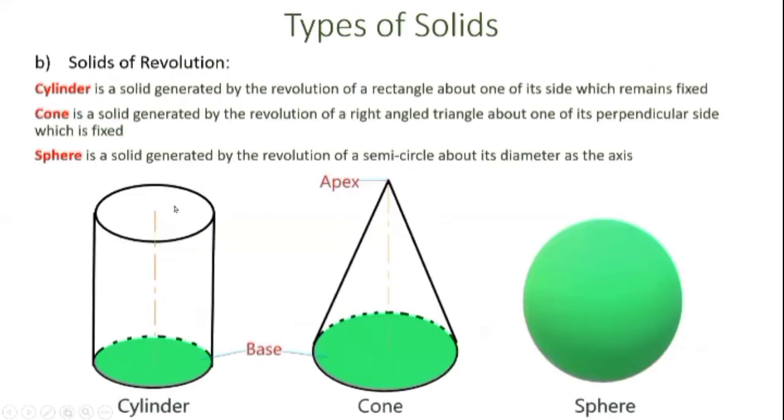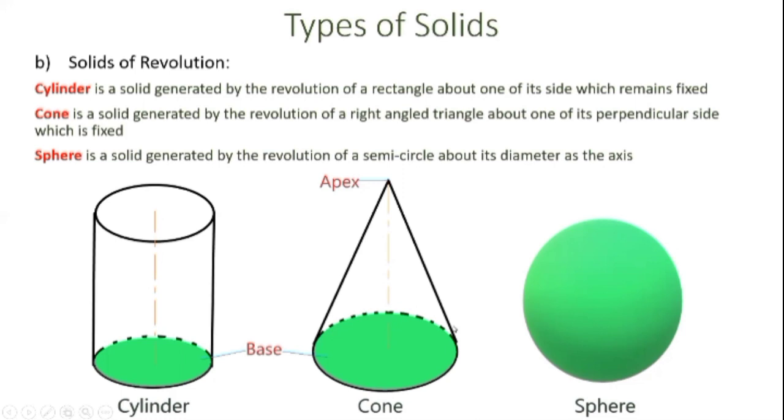The second type is solids of revolution. We have taken here cylinder, cone, and sphere. The first one is the cylinder. A cylinder has a circular base, and opposite to this we have another circle. These two circles are parallel to each other and equal. A cylinder can also be defined as a solid generated by revolution of a rectangle about one of its sides, which remains fixed.